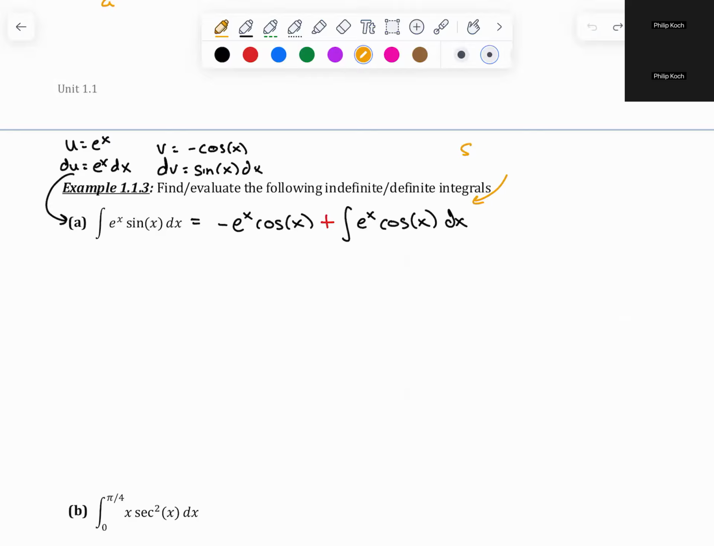Second IBP. And once again, we're still going to follow LIPET. And if it doesn't work out, then we'll go back to the drawing board and we'll cry a little bit and dry our eyes and then work on. So we're going to make u equal to e to the x again, so that du is equal to e to the x dx. dv is equal to cosine of x dx. So v is equal to, the antiderivative of cosine is positive sine.